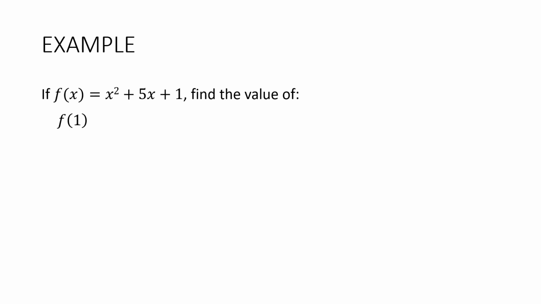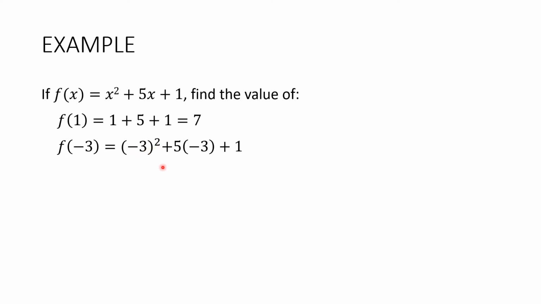If f of x is equal to x squared plus 5x plus 1, find the value of f of 1. All we do here is substitute the 1 in where the x is. So this is pretty easy. It's 1 plus 5 plus 1, which is 7. If you want to substitute a negative in, make sure you do so using brackets, because a negative squared is a positive. So this is 9, take away 15 plus 1, which is equal to negative 5.